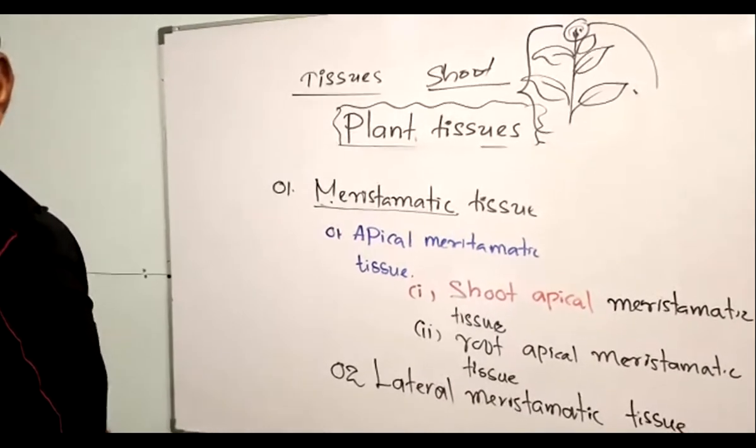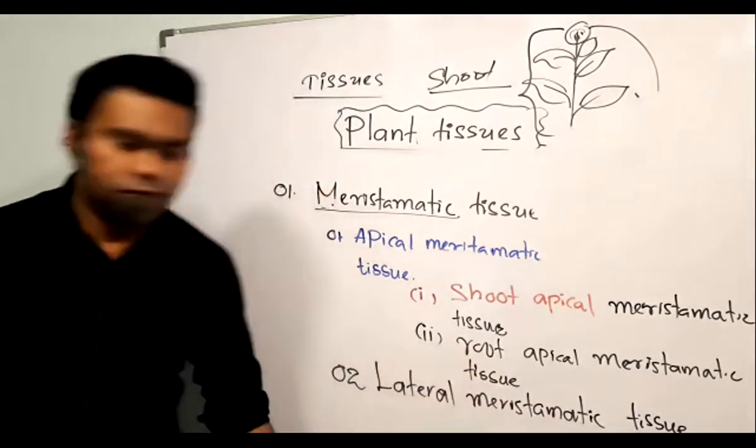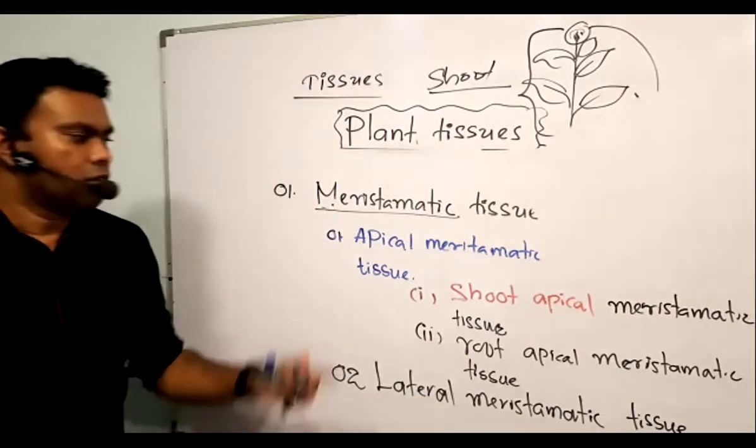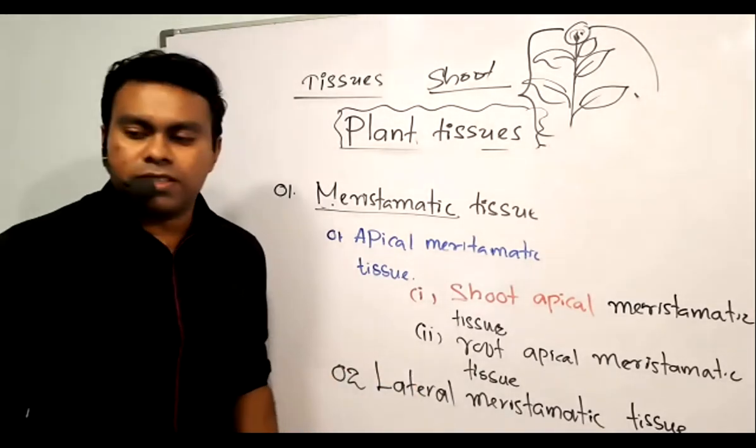Okay, take it down. You can see here tissue. Good. First one, apical meristematic tissue. Second one, lateral meristematic tissue.